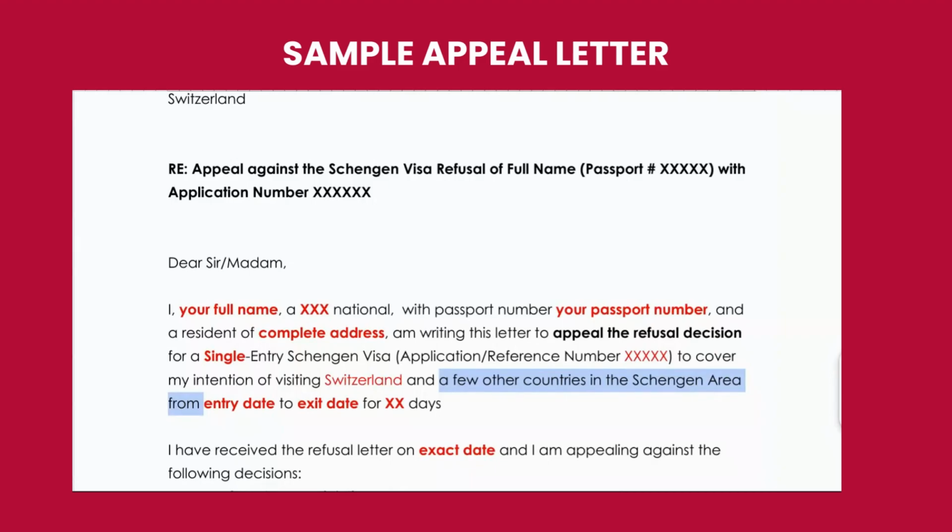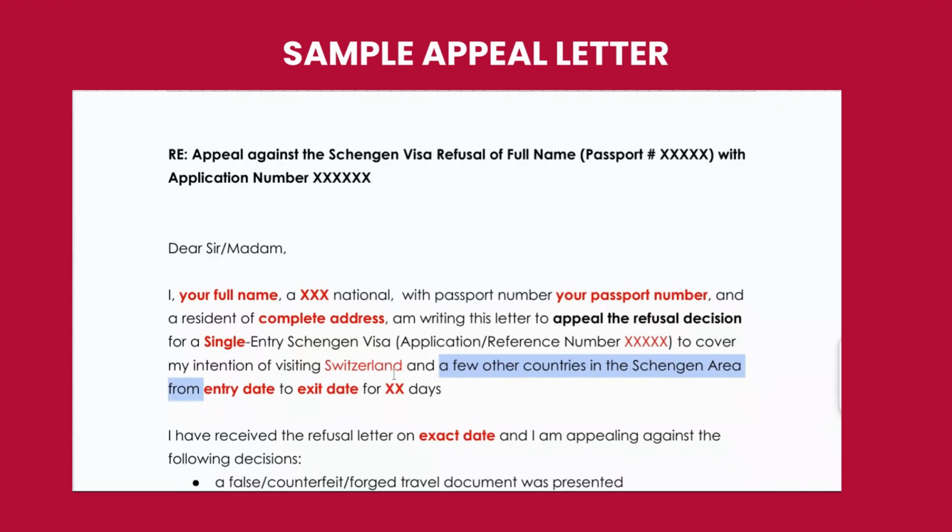For example, I, Maria Juana de la Cruz, a Filipino national with passport number 1234567 and a resident of 123 Happy Street, Quezon City, Philippines, am writing this letter to appeal the refusal decision for a single entry Schengen visa with application reference number MNL 123456 to cover my intention of visiting Switzerland from September 1 to September 15, 2023 for 15 days. So that is just an example. If I'm speaking too fast, you can actually slow down the video.